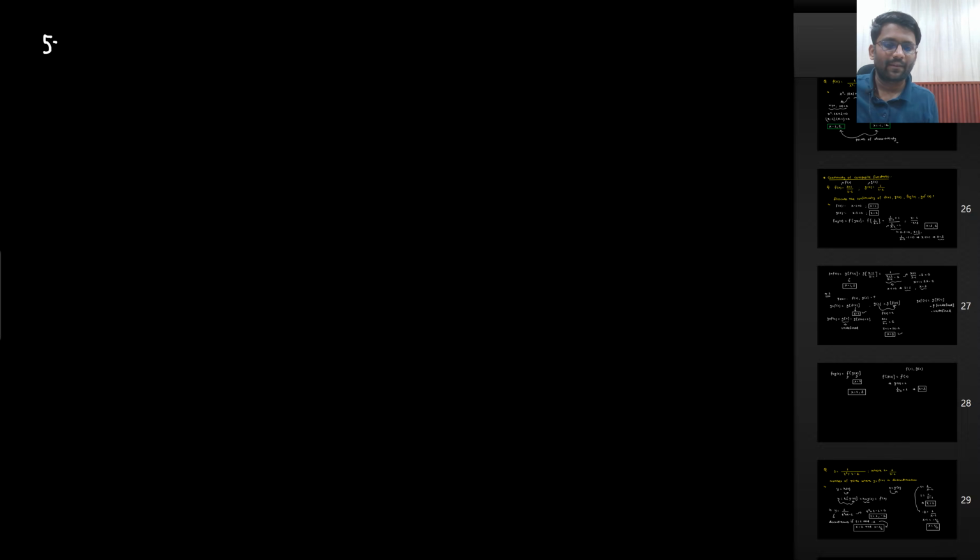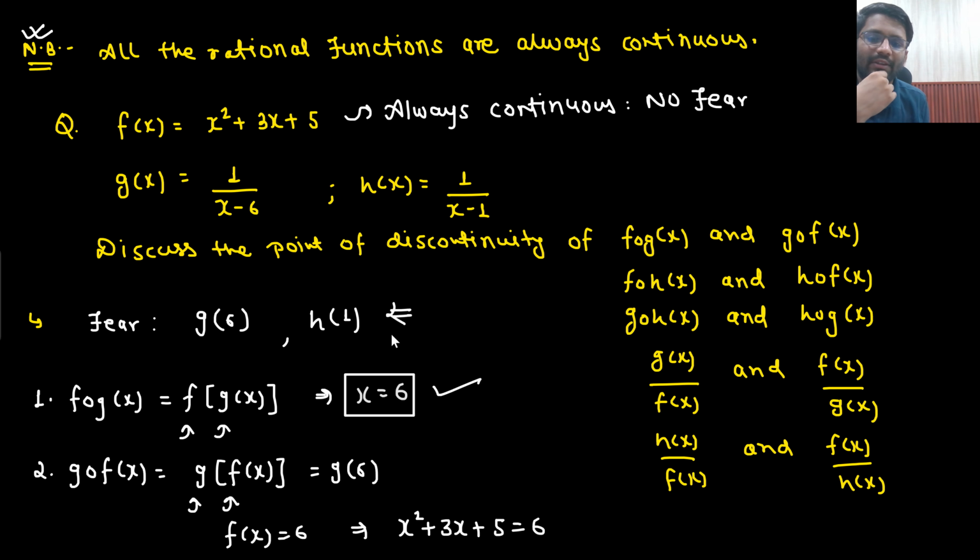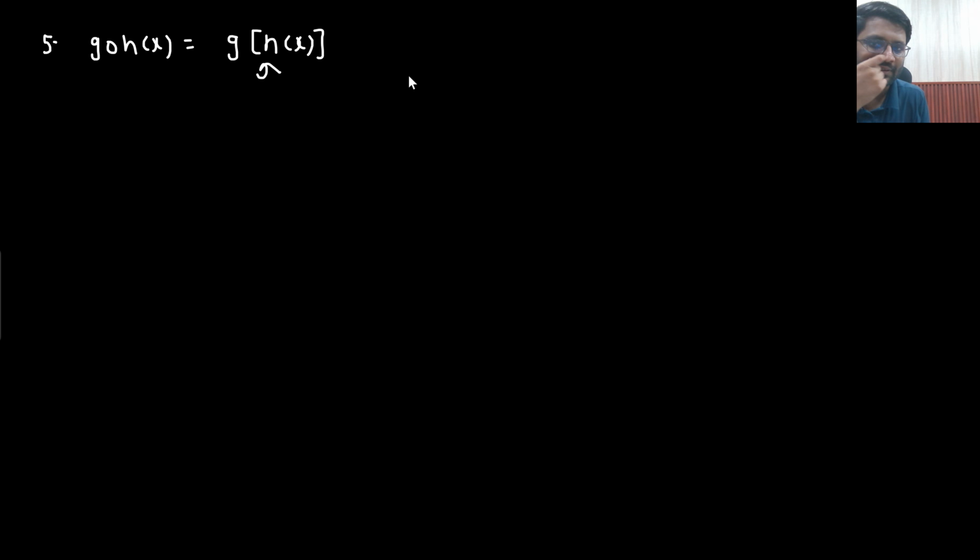Fifth. What does our fifth question say? g of h(x). I will go and ask h, who is your matter of concern? h will say, sir, my matter of concern is x equals to 1. So this is one of the points.